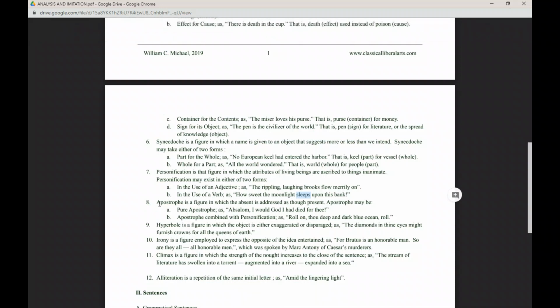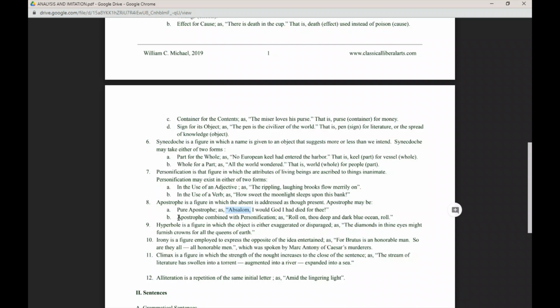Number 8, apostrophe. Apostrophe is a figure in which something or someone that is absent is addressed as though present. And we have two examples. Pure apostrophe, where David cries out and says, Absalom, I would God I had died for thee. Absalom was dead, and David spoke to him by means of apostrophe as a rhetorical figure. He spoke to Absalom as if he was present.